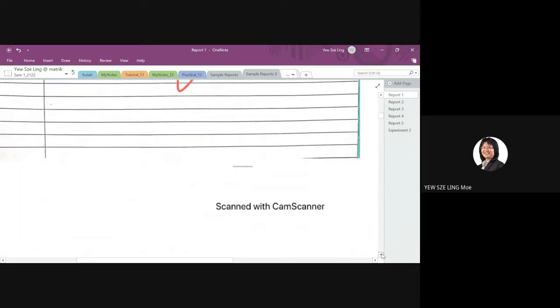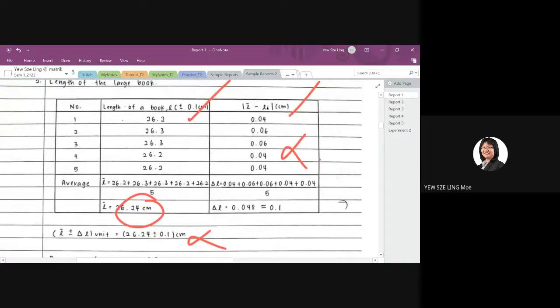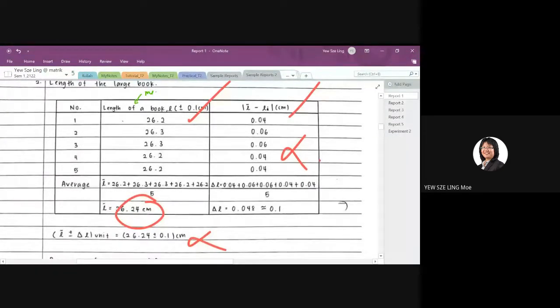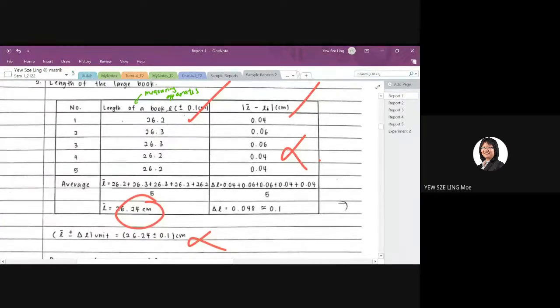So the marks are already being deducted once. Okay, so again, here, same mistake. So the table is all right. The header got an uncertainty. Okay, so the things that you measure with measuring apparatus, remember, it must come with uncertainty, plus minus 0.1 cm.